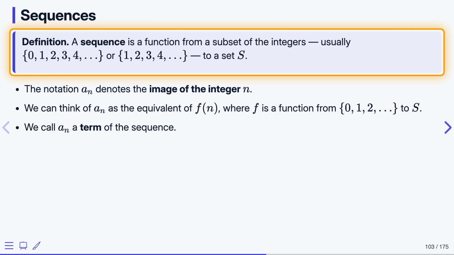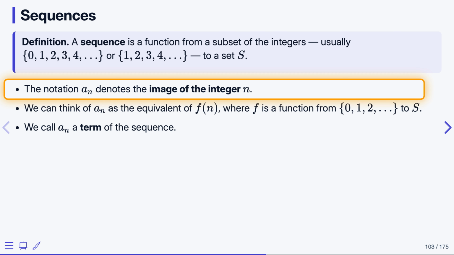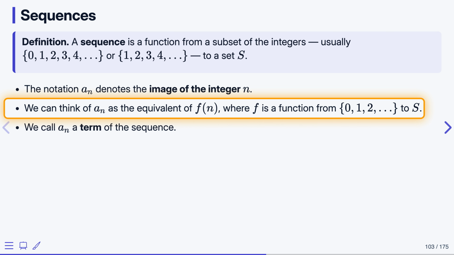Now the careful definition. A sequence is really a function in disguise. Its inputs are integers, usually the whole numbers starting at 0 or starting at 1. The output can be anything, an element of some set S. Instead of writing f of n for the output at position n, we use a special notation. The letter a with a small n written below it, read as a sub n. So a sub n is just another name for f of n. It is the value that sits at position n in the list.